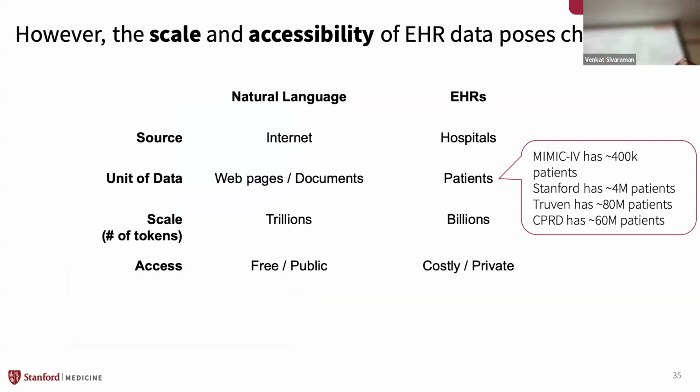Just to give you a rough sense, one of the most popular public benchmarks is about 400,000 patients. Stanford, which is a pretty small health system, has about 4 million patients. And then some of the very large data sets like Truven, which is insurance claims, have about 80 million patients. And so the scale of these data sets is a lot smaller when you're just looking at the structured EHR data than in natural language.